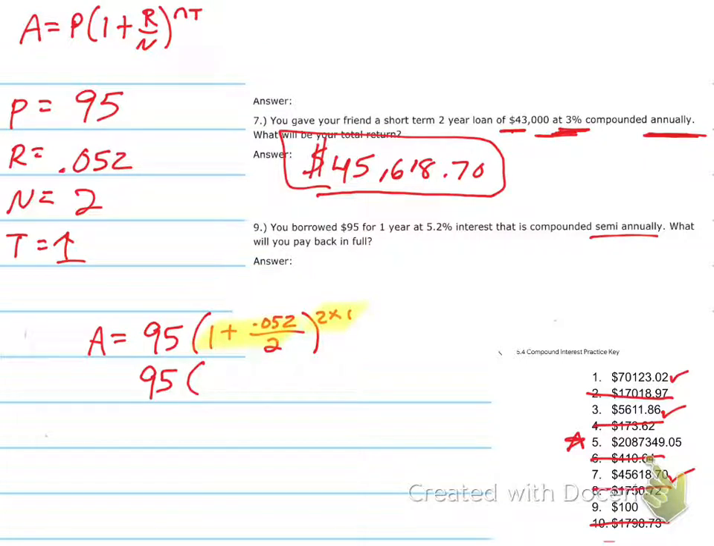So that's going to look like 95 times. What I have to do is, in that parentheses, I have to do 0.052 divided by 2, I get 0.026. So that would be 1 plus 0.026, so that would be 1.026. And then 2 times 1 would be to the second power. So now I take 1.026 and I raise it to the second power. I get 1.052676. And then I multiply that by 95.